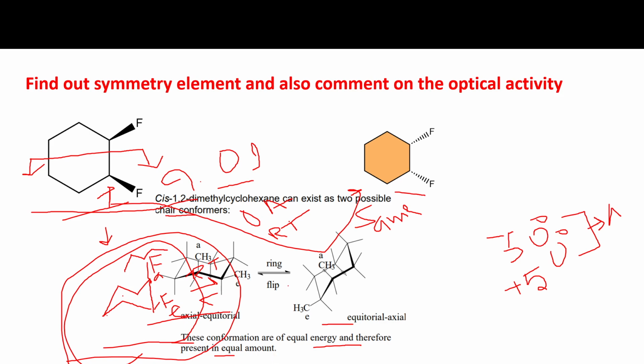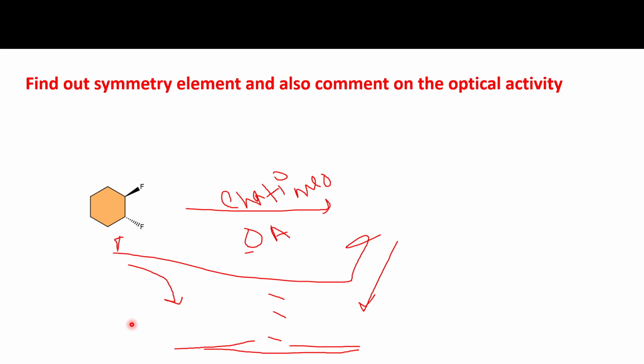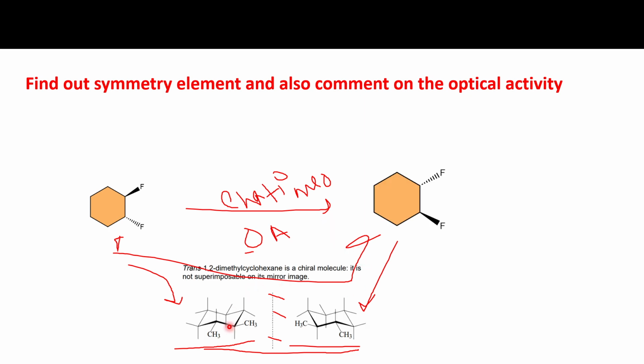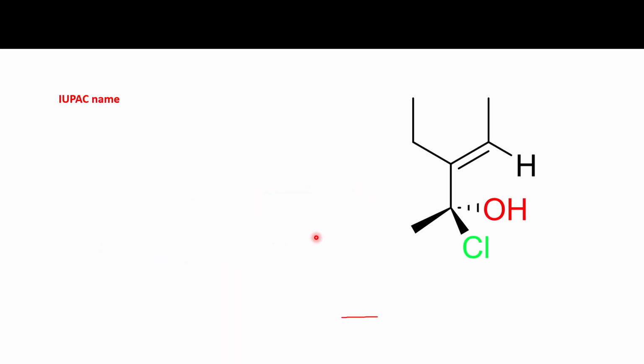Next case, trans-1,2-dimethylcyclohexane. They are optically active, and these conformations are mirror images of each other, so they are enantiomers of each other. The name of this molecule.